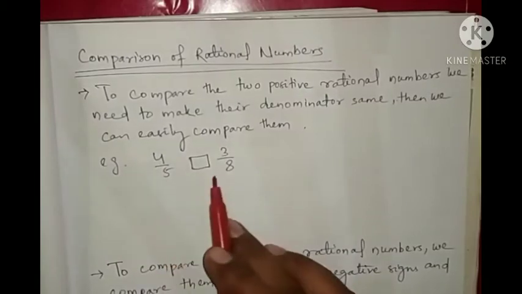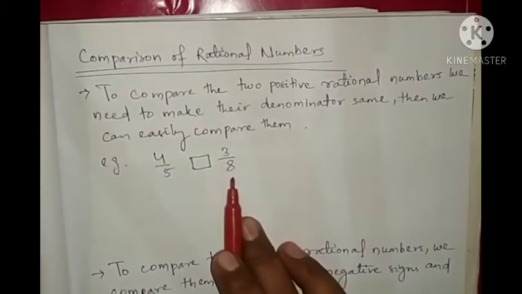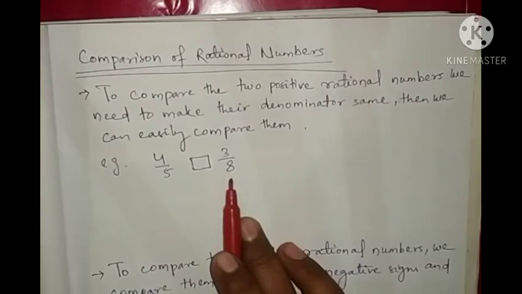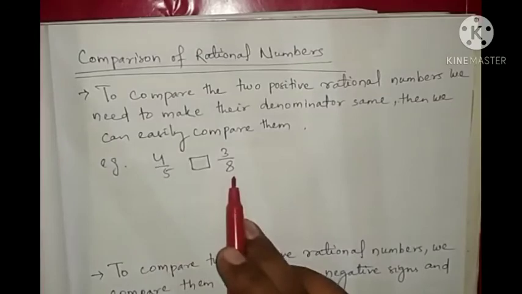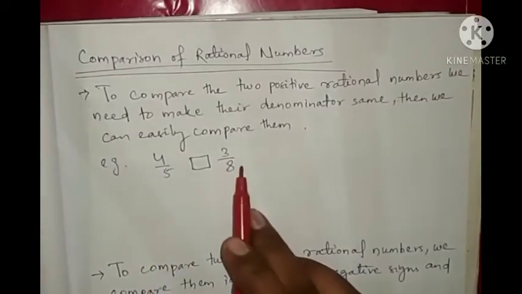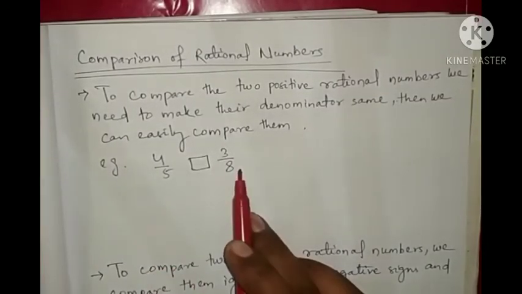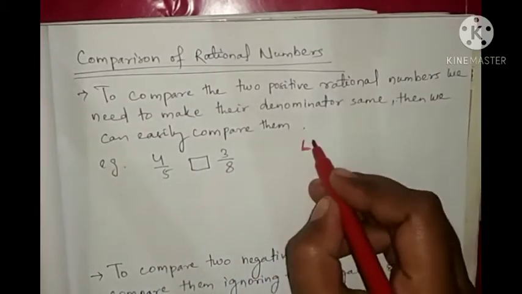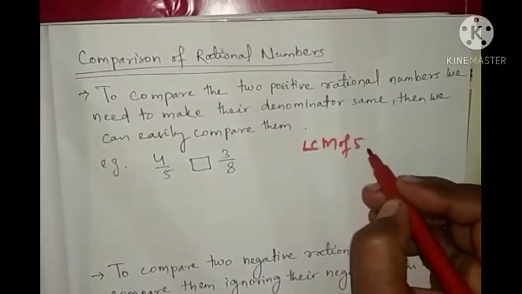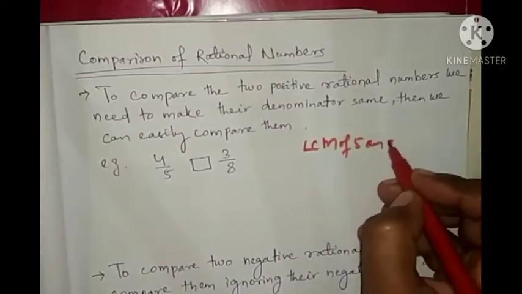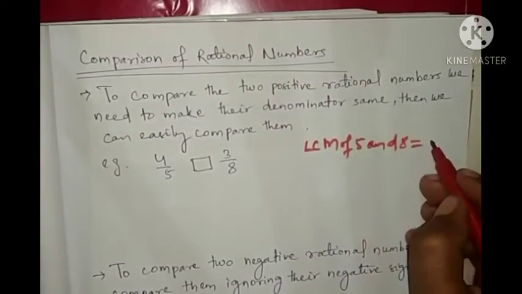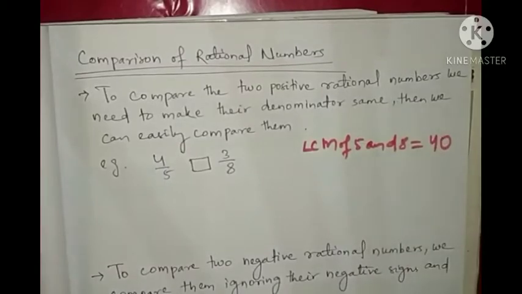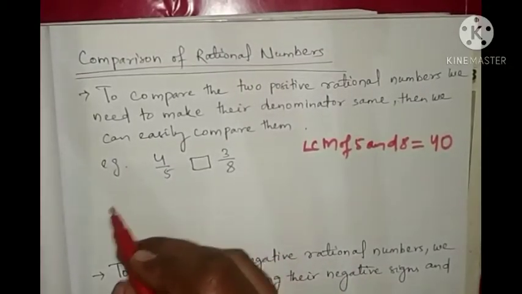4/5 and what is given? 3/8. So let's compare 4/5 and 3/8. What will we do? We'll make the denominators the same. How will we make the denominators the same? We'll find the LCM of the denominators. So the LCM of 5 and 8 is 40.